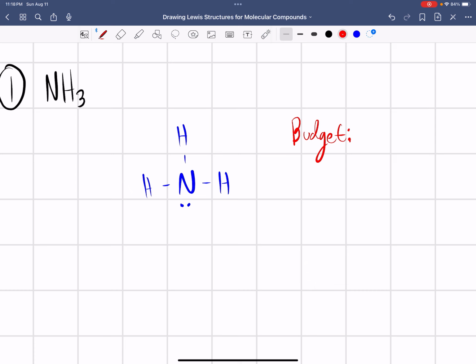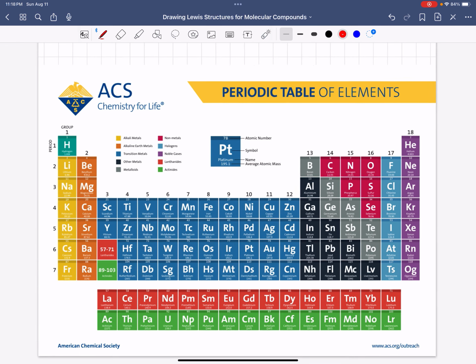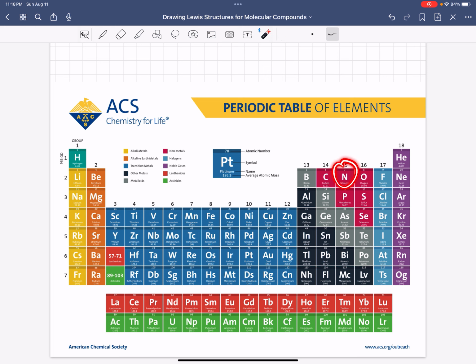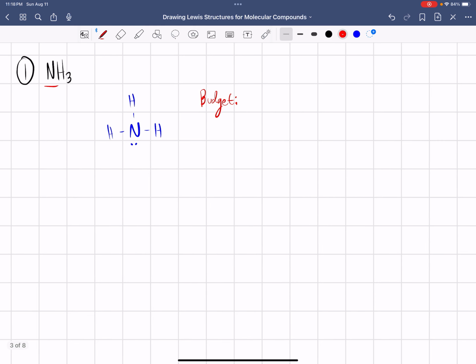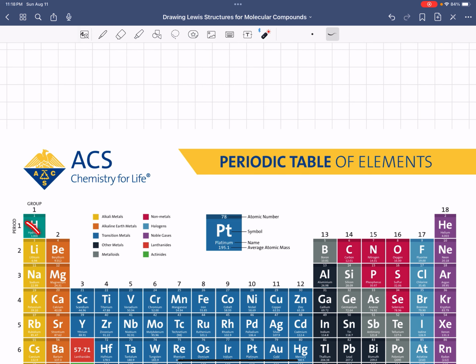To find the budget, you're going to take these atoms here and use the periodic table to see how many valence electrons they generally have. So nitrogen, here's where we find nitrogen. And the number of valence electrons is easy to determine. You just count from the left. 1, 2, 3, 4, 5. So nitrogen has 5 valence electrons. So we have the 5 valence electrons from nitrogen, and there's only one nitrogen atom. And then we have 3 hydrogen atoms, and hydrogen has just 1 valence electron.